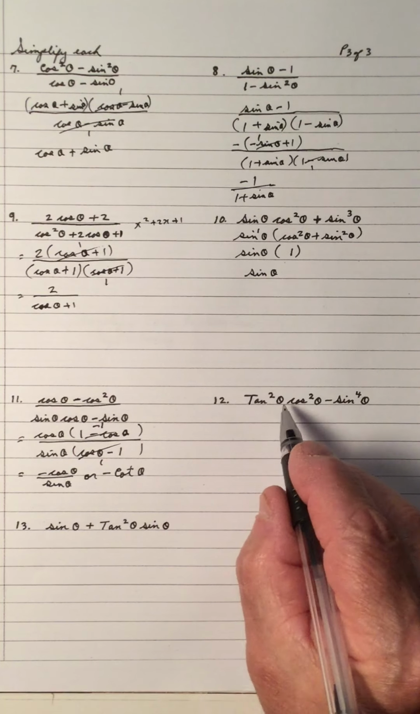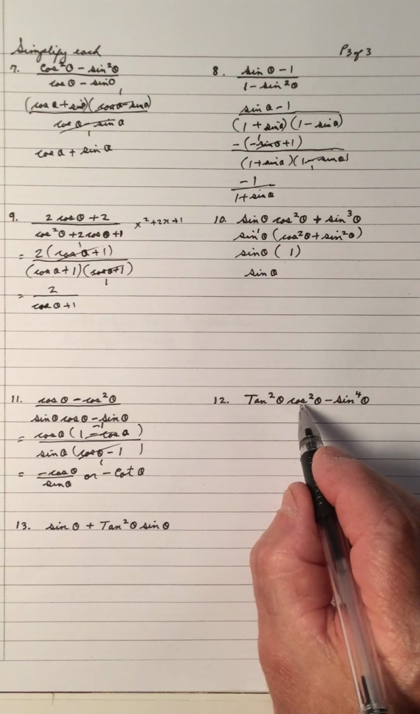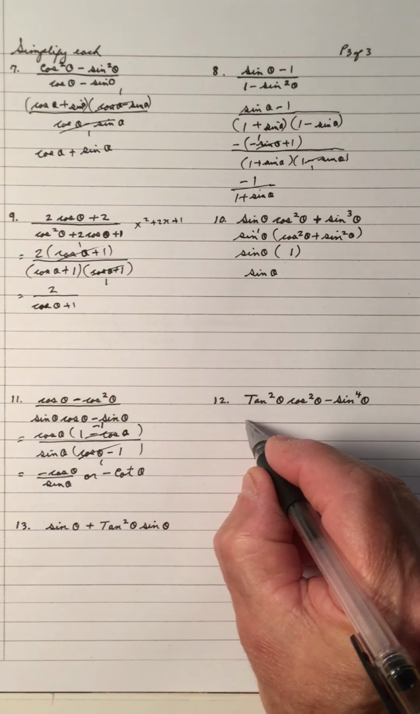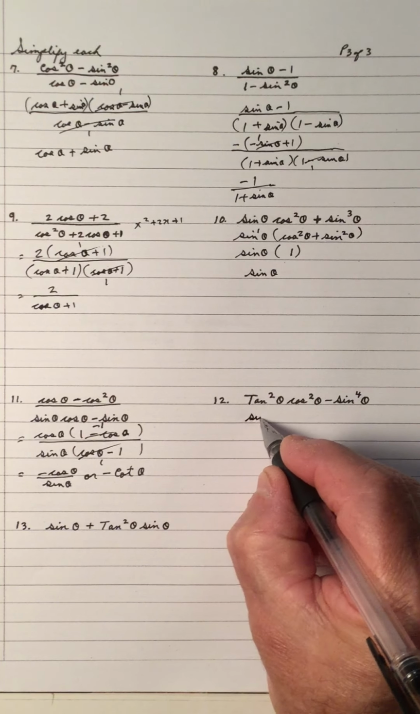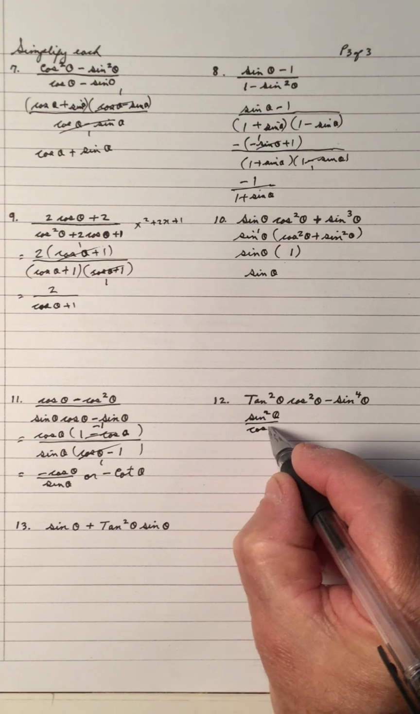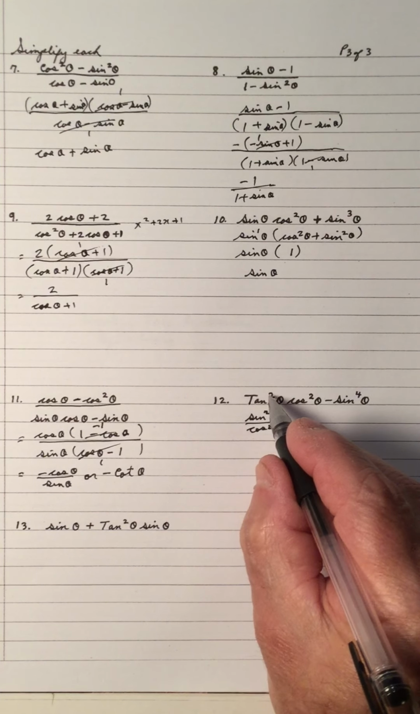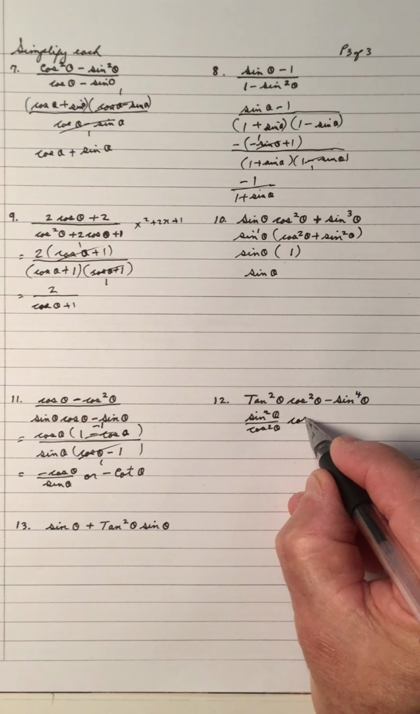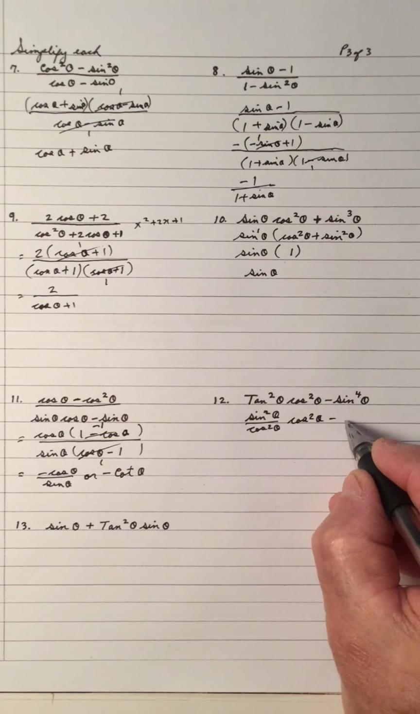And number 12, we have tan squared, cos squared, and sine to the fourth. So let's change tan. Tan is sine over cos, so tan squared is sine squared over cos squared. So I have the tan changed.